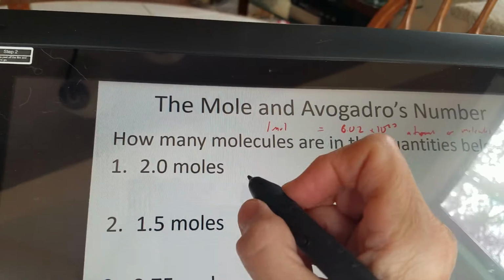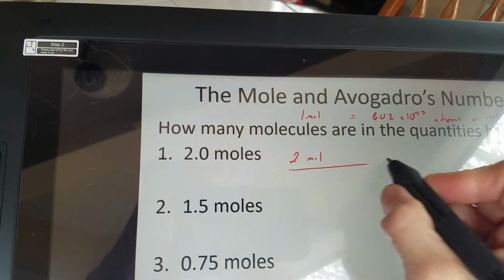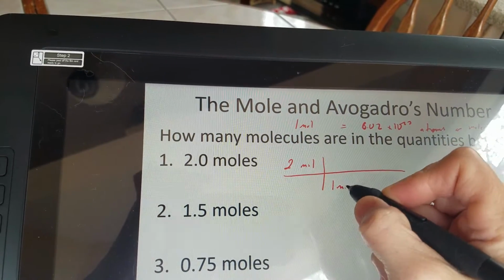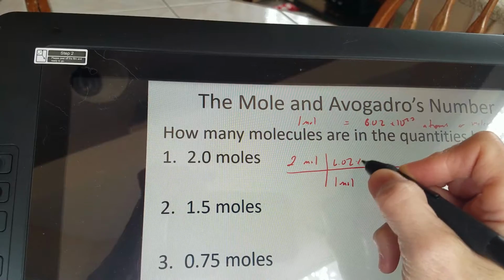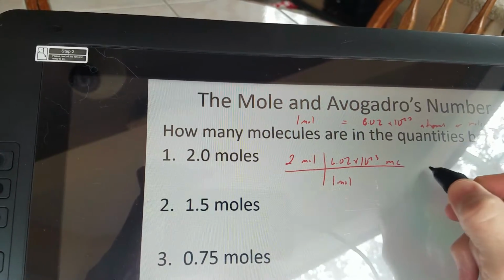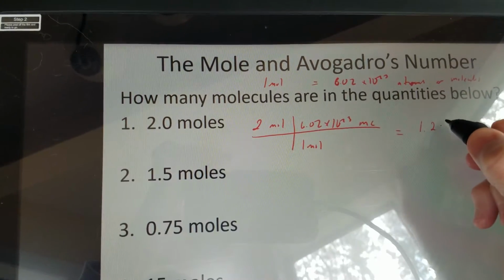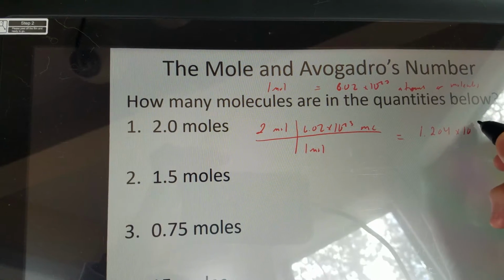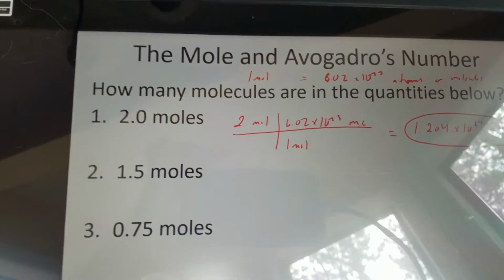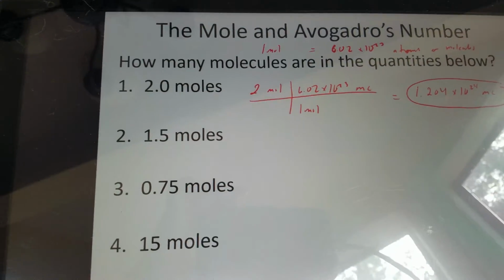So the first thing I'm going to do is I have my 2 moles. And it doesn't matter what this is because this is going to be the equivalent no matter the substance. I'll put my 1 mole down here, my 6.02 times 10 to the 23 up here. I'm going to use MC for molecules. And this will be 1.204 times 10 to the 24 molecules. And you would do the same for any of these others.